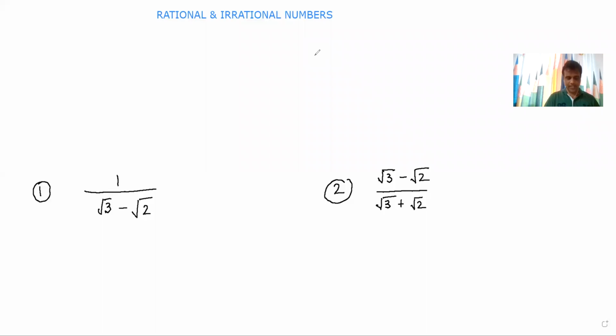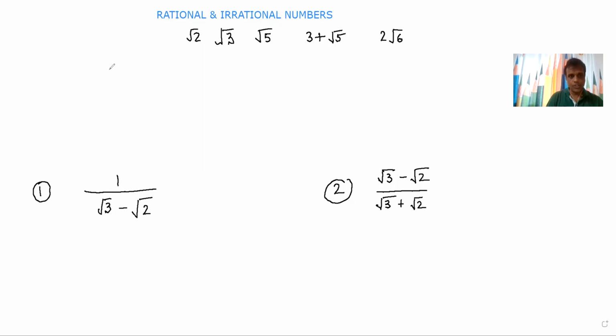Hi students. So yesterday we had discussed what are rational and irrational numbers, and today we are going to take the discussion forward. In the last video we were talking about how all the square roots, root 2, root 3, root 5, are irrational numbers, and the combination of a rational plus an irrational number is also an irrational number. So for example, 3 plus root 5 is an irrational number. A multiplication of a rational and an irrational number is also an irrational number.